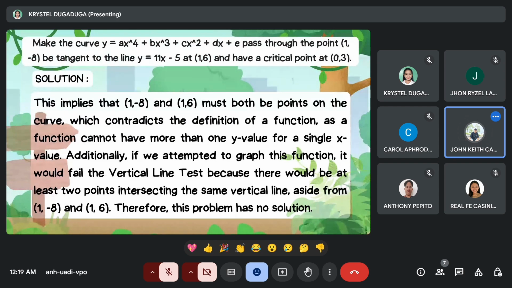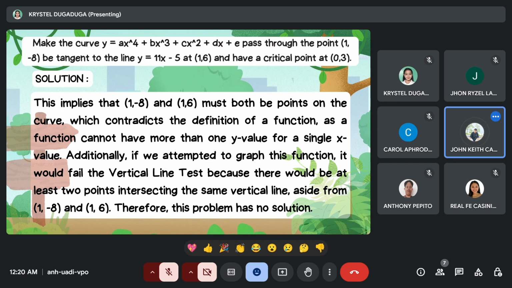So the answer is, the curve y equal to ax raised to 4 plus bx raised to 3 plus cx raised to 2 plus dx plus e is required to pass through the point 1, negative 8, and b, tangent to the line y equal to 11x minus 5 at point 1, 6. This implies that points 1, negative 8 and 1, 6 must both be points on the curve, which contradicts the definition of a function, as a function cannot have more than one y value for a single x value.